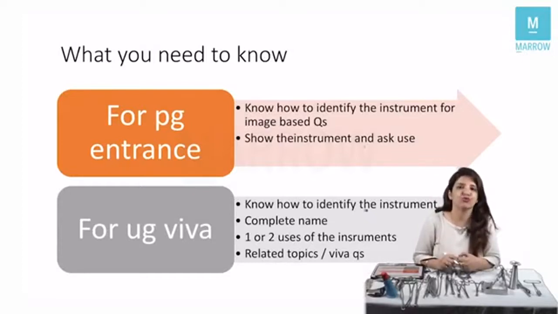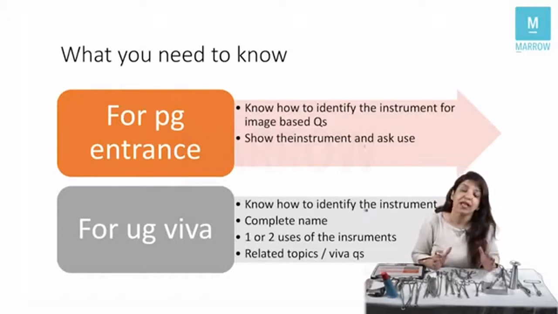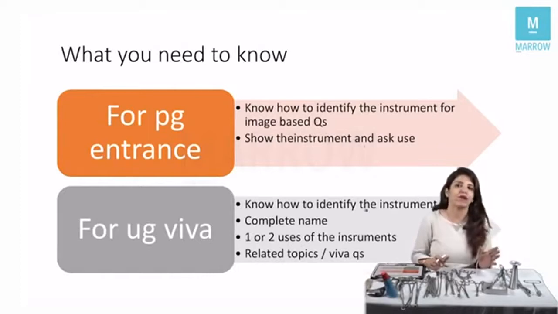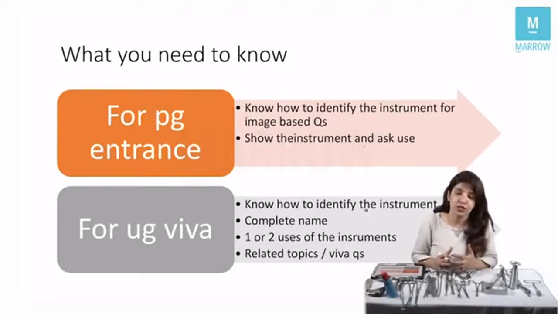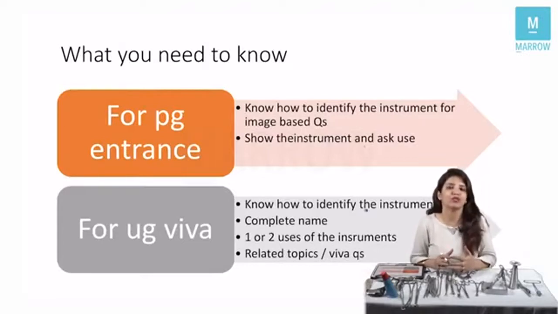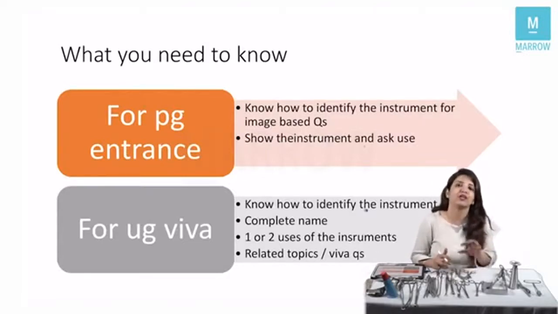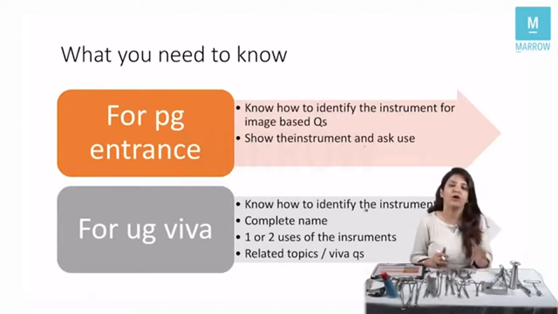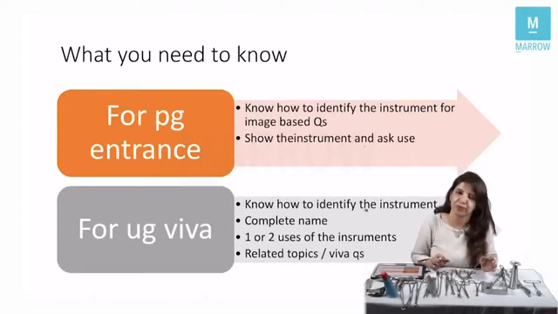Now, what about the final year students? See, final year students, you will be given an instrument in your hand and your Viva to recognize it. So you should know how to recognize the instrument. Number two, again, you should be knowing at least two uses of each of the instruments. And you should also be having a knowledge about the related topics, right? Because your Viva can go to related topics. So in this session today, I am not only going to tell you how to recognize an instrument and what are the uses, I am also going to tell the final year students what are the related topics on which Viva can go when they have the instrument in their hand, right?